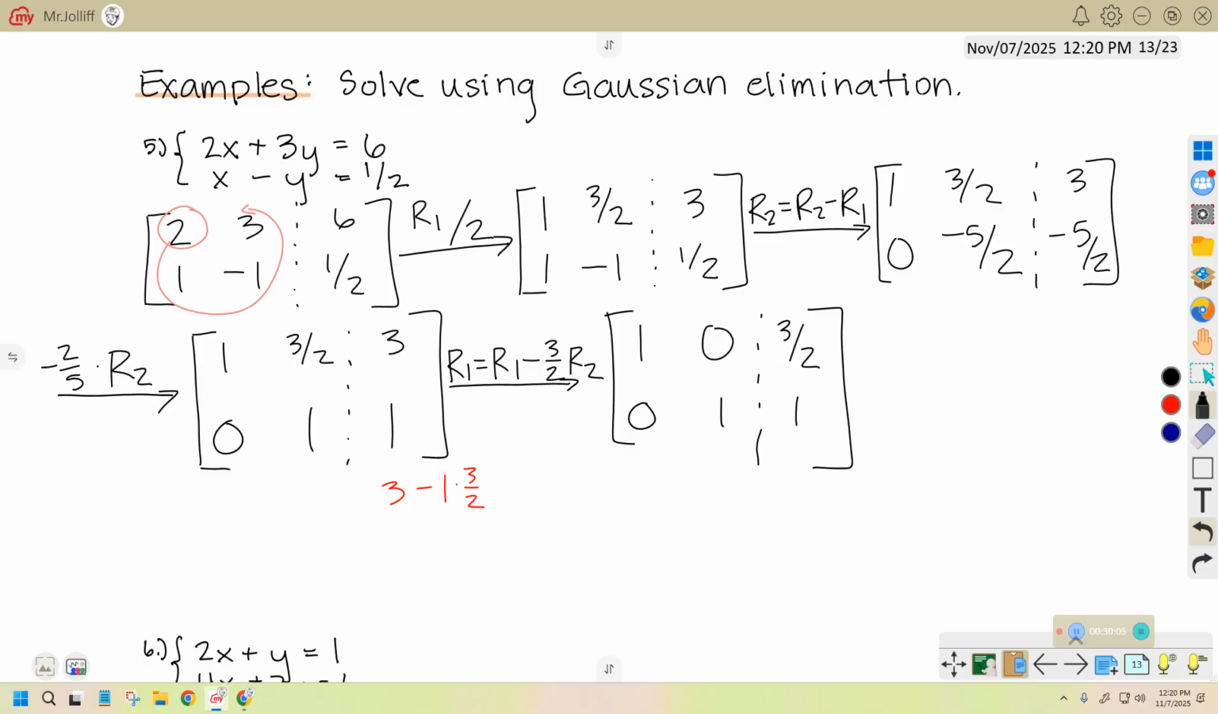I just have to write my answers. Yay. So first equation, what does this row represent in equation form? One x equals 3/2. Yeah, and I'm going to skip the 1. Perfect. Second equation tells me what? Y equals 1. Yeah. Done.